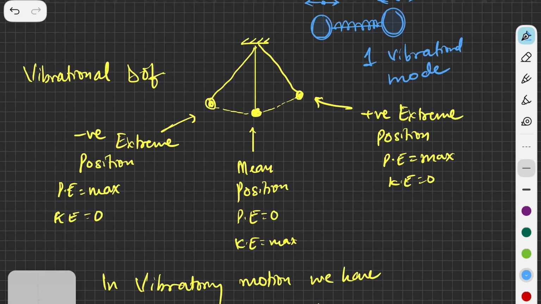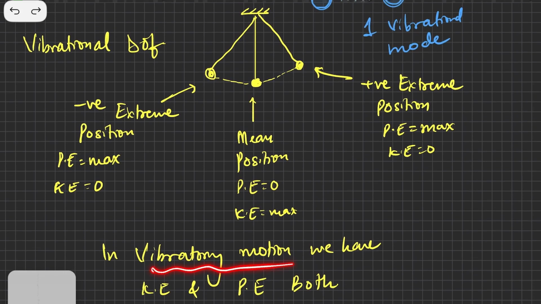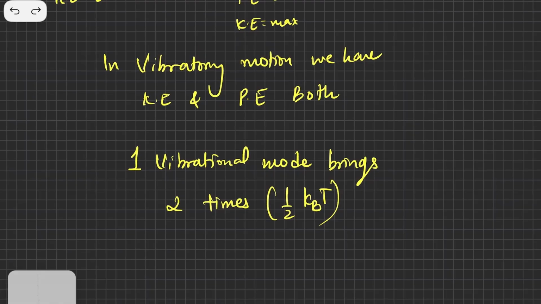As we have understood from this pendulum example, in a vibratory motion we always have both a kinetic and a potential energy term. If the pendulum was somewhere around here, it had some kinetic energy and some potential energy at this point, at this point, at this point. Everywhere it had some kinetic and some potential energy. So in a vibratory motion you always have a kinetic and a potential energy term. So one vibrational mode brings in 2 times half kBT.